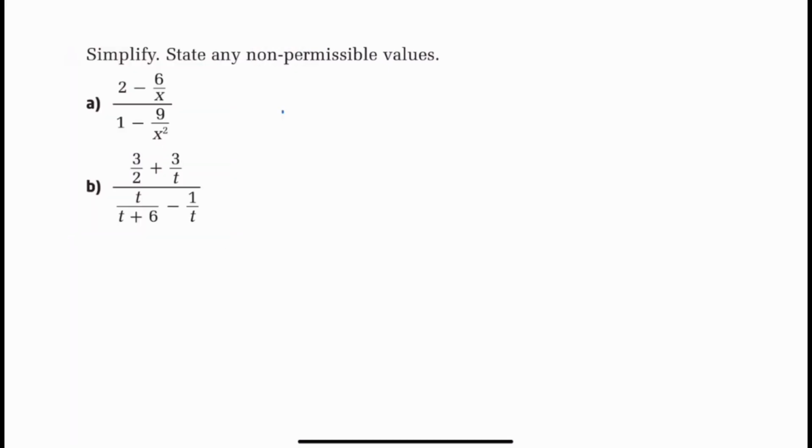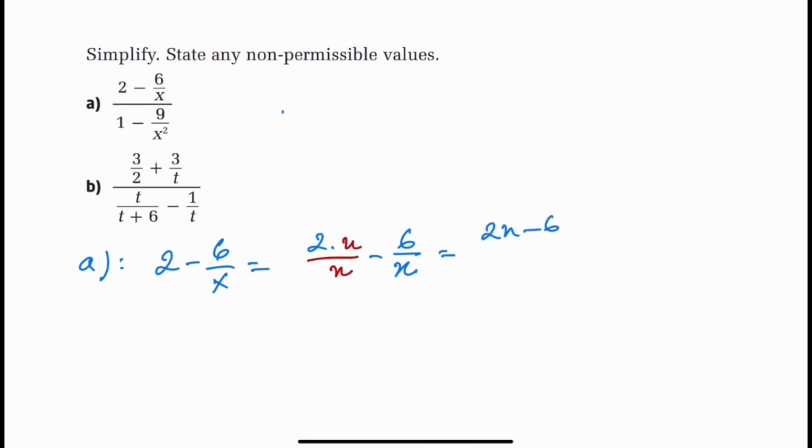I will work with 2 minus 6 over x. So the common denominator should be x. So I can write it here as equal to 2 times x divided by x minus 6 over x, which is 2x minus 6 divided by x. So I'm done with the first part of the fraction.